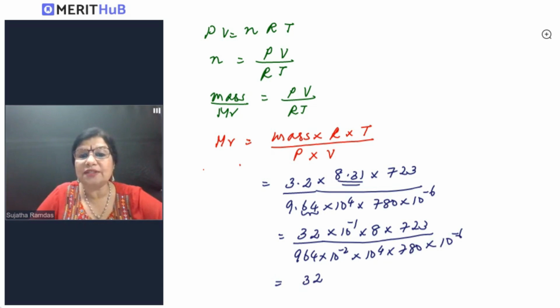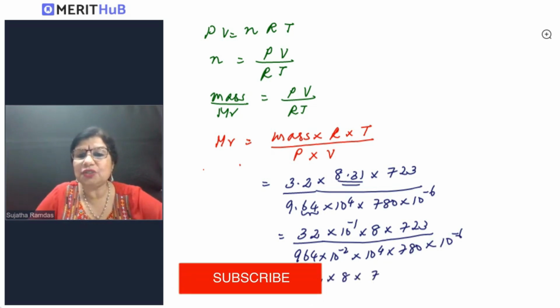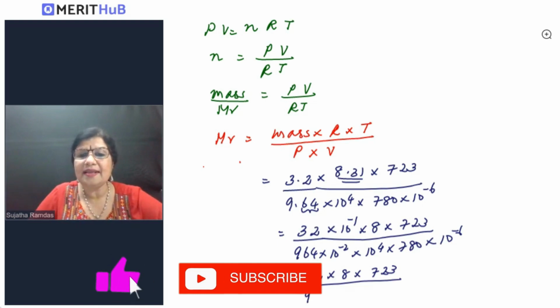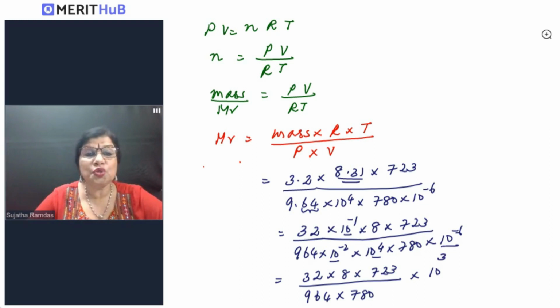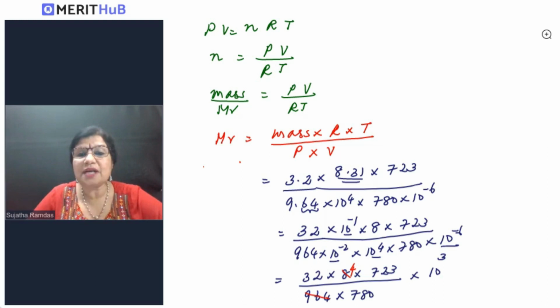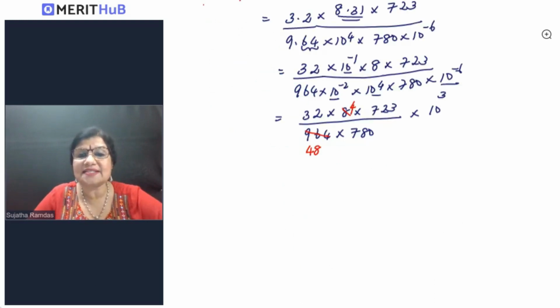So let me compile all the numbers here. 32 into 8 into 723 divided by 964 into 780 into 10 to the power of 3. So if you look at 10 to the power of minus 1, 10 to the power of minus 2, 10 to the power of 4, and 10 to the power of minus 6, on the numerator you have 1000, 10 to the power of 3. So now let's divide these numbers by 2. So 2 4s are 8, and this becomes 2 4s are 8, 2 8s are 16, 482. Again 2 2s are 4, and this becomes 241.